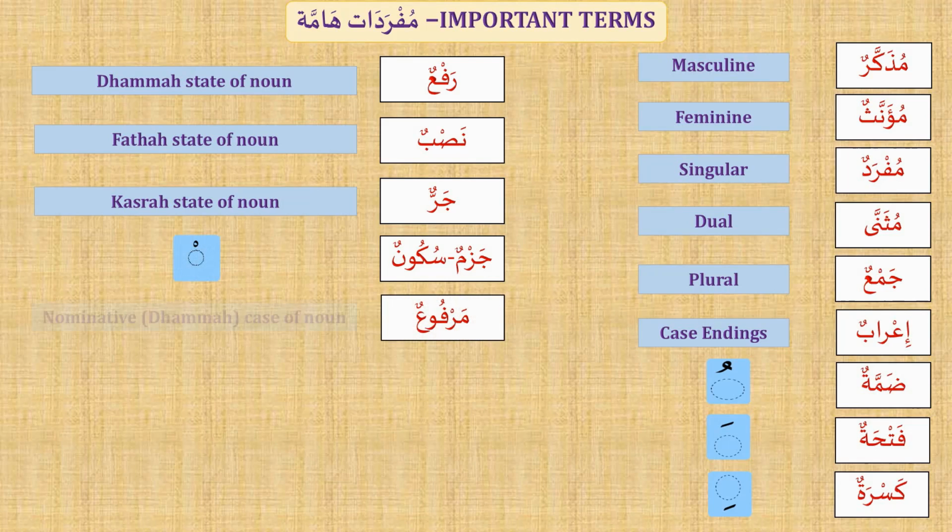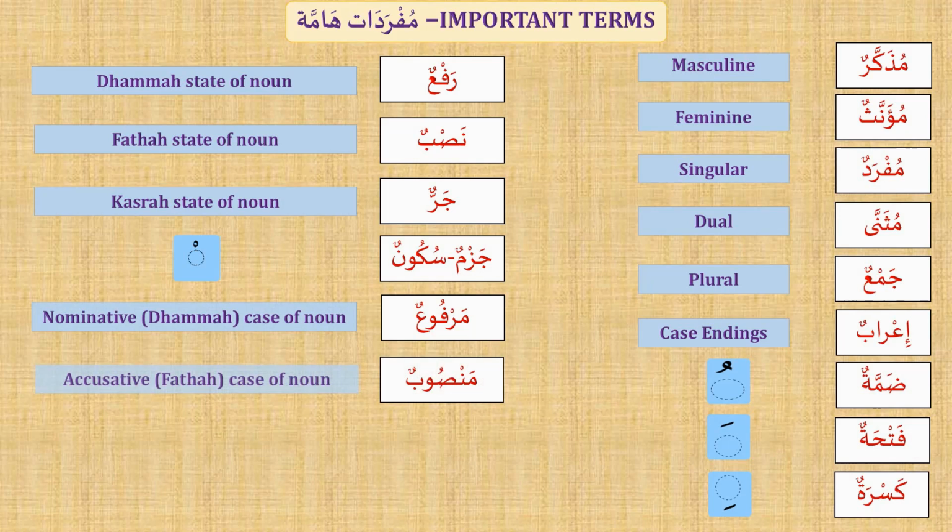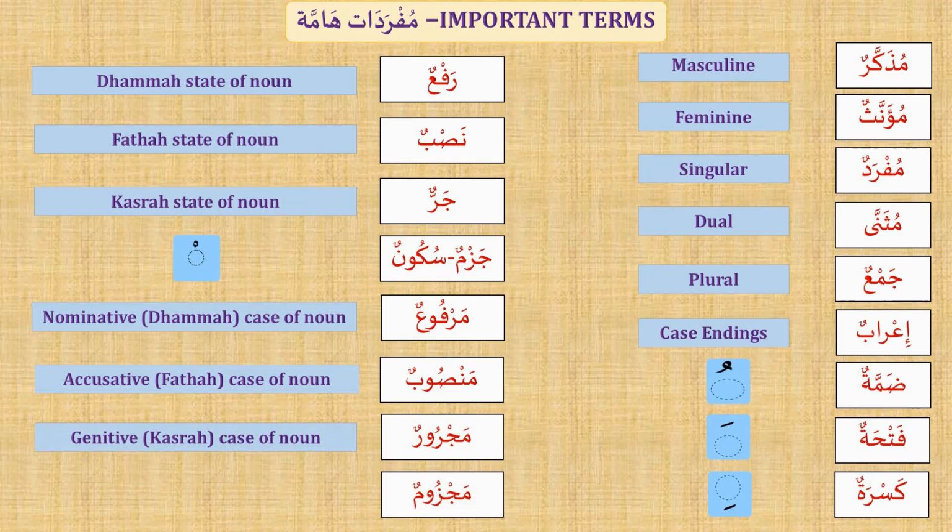Marfu', nominative, Dhamma case of noun. Mansubun, accusative, Fatha case of noun. Majrurun, genitive, Kasra case of noun. And Majzoom, Jazm, Sukun case of verbs. Nouns do not take Sukun at all, only verbs take Sukun.